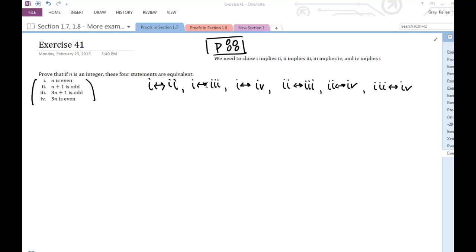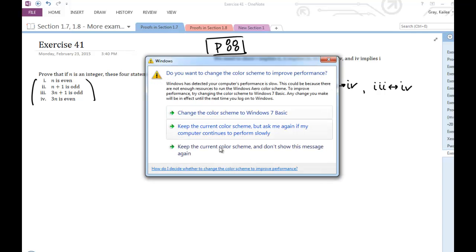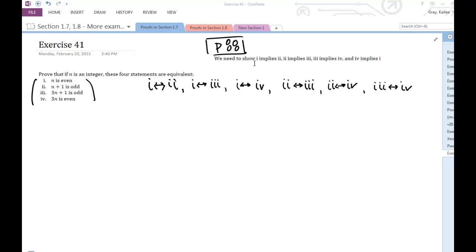So what's nice about all of this is instead of proving these 6 biconditional statements, which would amount to 12 conditional statements, we can just prove 1 implies 2. So what we're going to do is just prove these 4 implications. And if you read the discussion on page 88 and also refer to our rules of inference, you'll see that if we prove these 4 conditionals, we'll get these 12 conditionals as a result.